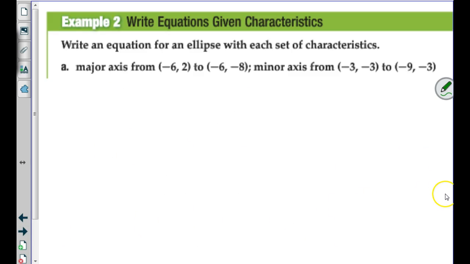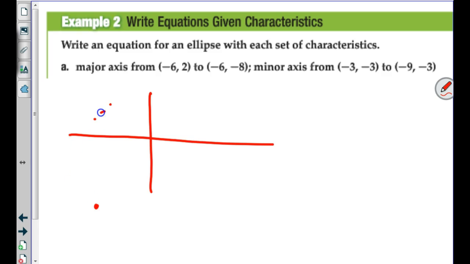All right, we get to move on to writing equations. I don't think you have this one, so I'll go kind of quick, but do you have this one? Whenever you're given the ends of the major and minor axis, so you go left 6 up 2, left 6 down 8. Where's the center? Can you find the center right now, if that's the top and that's the bottom?